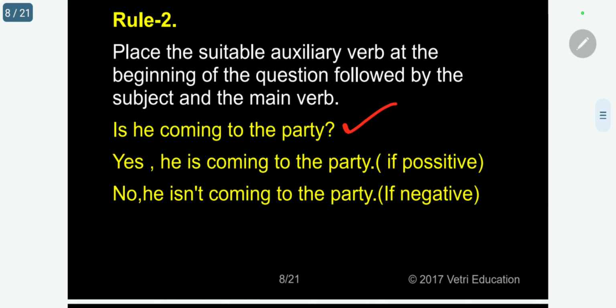Now there are two possibilities. He may come or may not come. If he is coming, the answer will be yes. Please follow. How to answer? Very simple. Simply interchange the position.